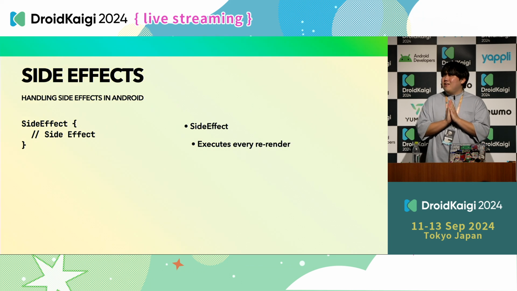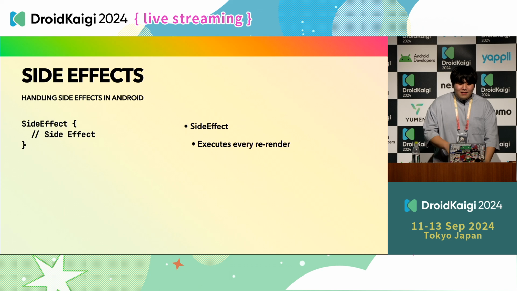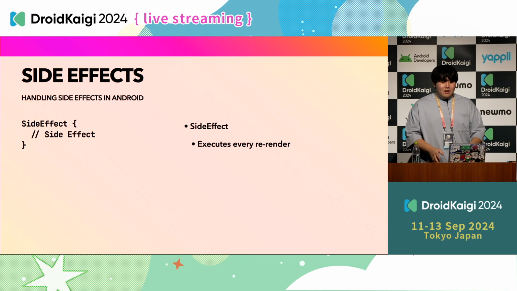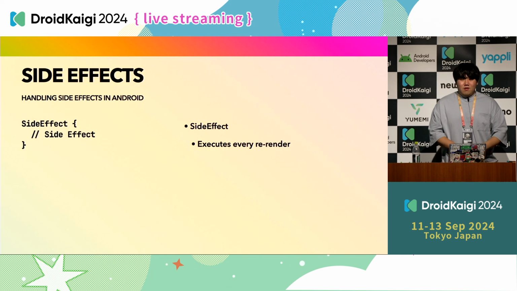And finally, SideEffect is here. The handler behaves in the same way as useEffect without the dependency array. In other words, the side effect defined here will be triggered on every recomposition. While this can be useful in certain situations, improper use may lead to performance issues, so it's very important to use it with caution.